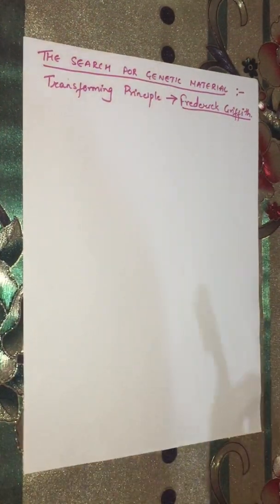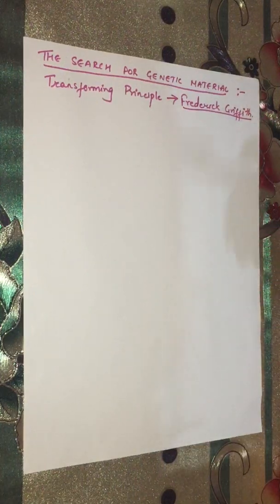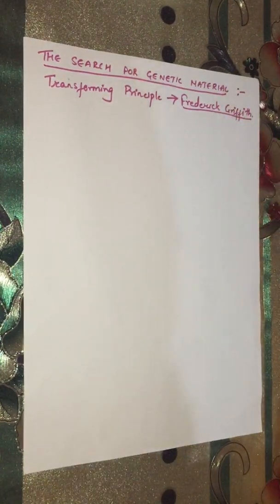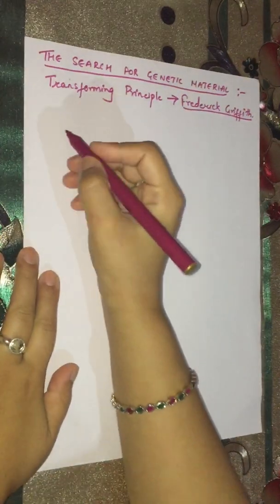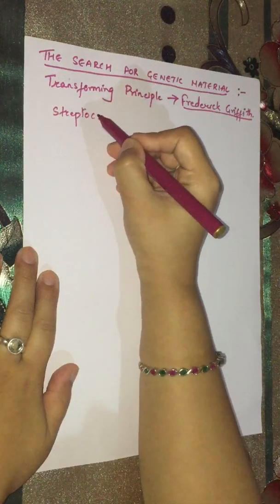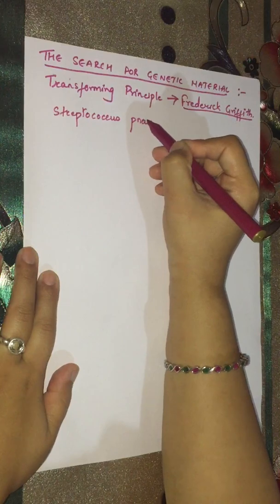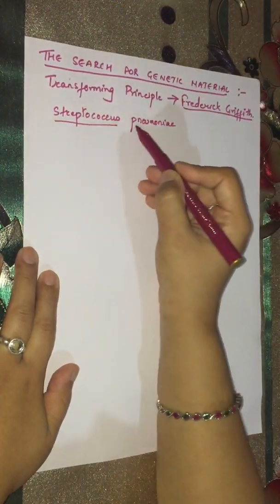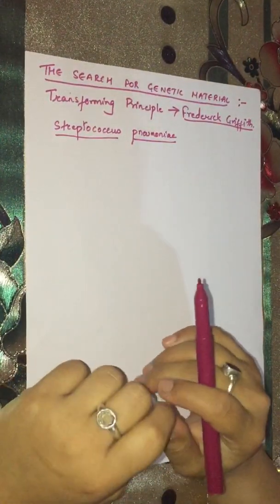The transforming principle was given by the scientist called Frederick Griffith. Now how did he give this transforming principle? He was doing some experiment with a bacteria, and that bacteria is Streptococcus pneumoniae. So this was the name of the bacteria. He was doing some experiment with this bacteria.